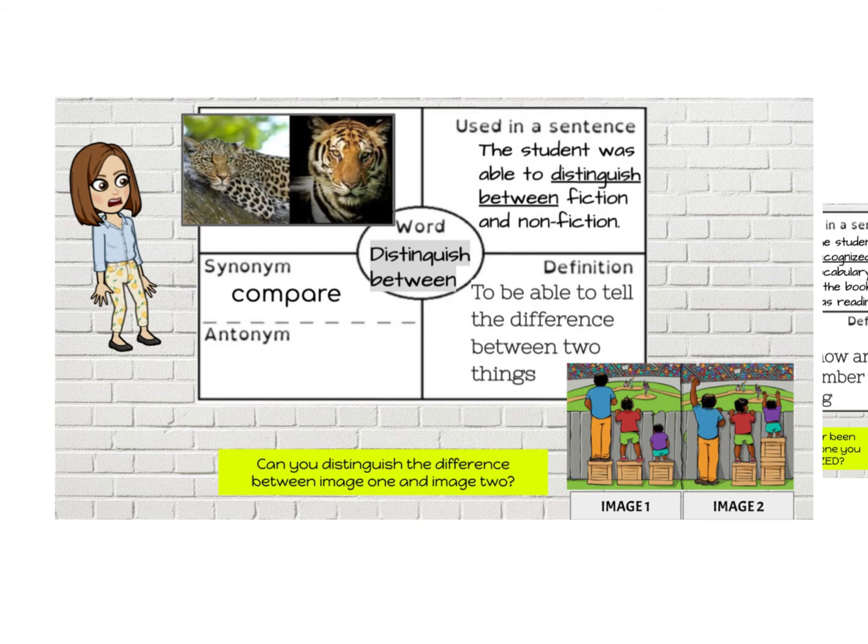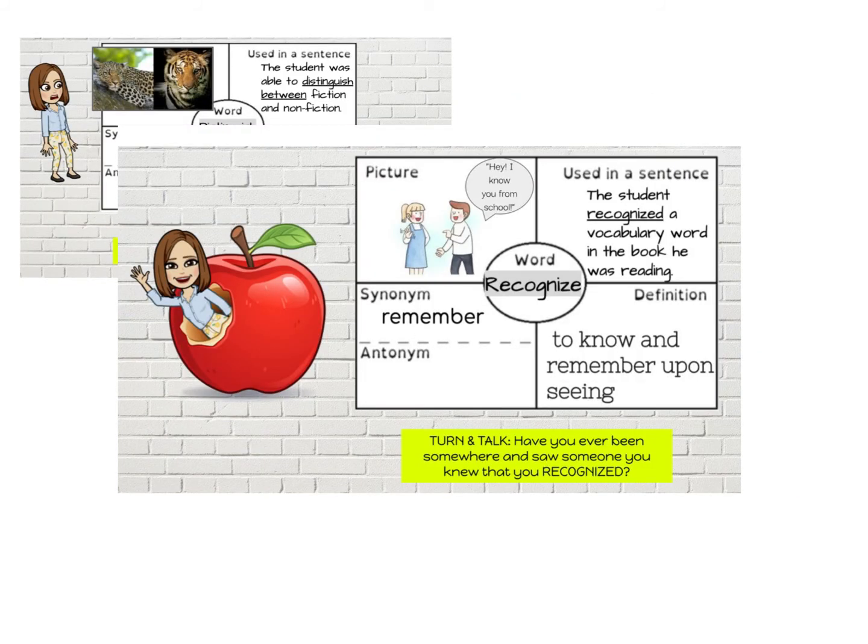At this time, all students are drawing their image of the word distinguish between. Our last word for this week is the word recognize. Our notes tell us that recognize means to know and remember upon seeing. So a synonym for the word would be remember. And I can use it in a sentence by saying the student recognized a vocabulary word in the book he was reading. He remembered it because he had seen it before.